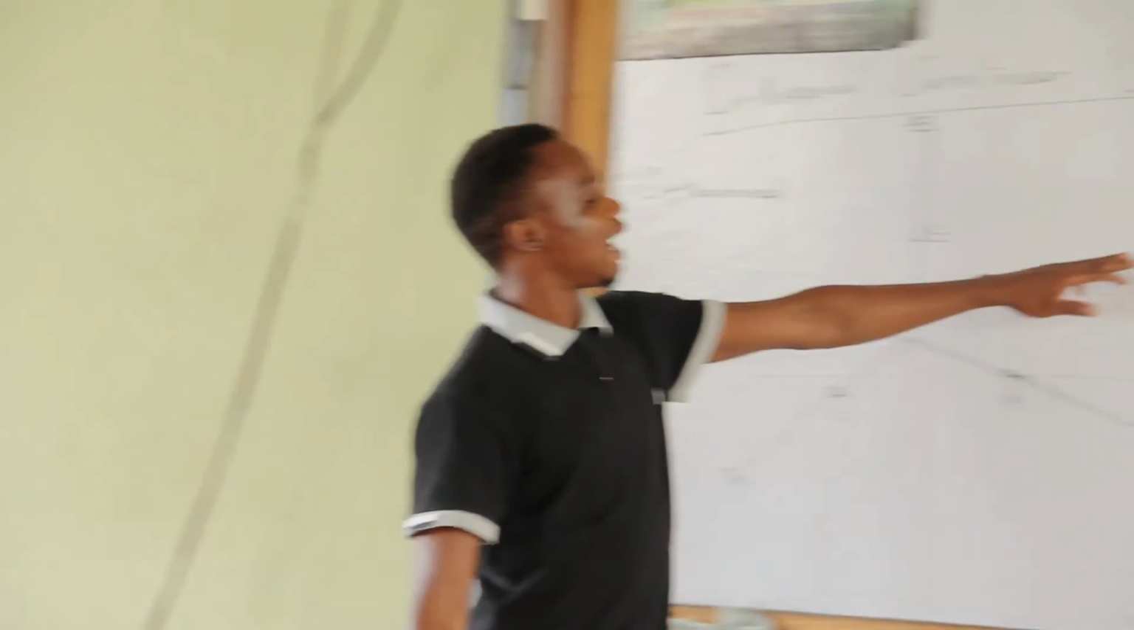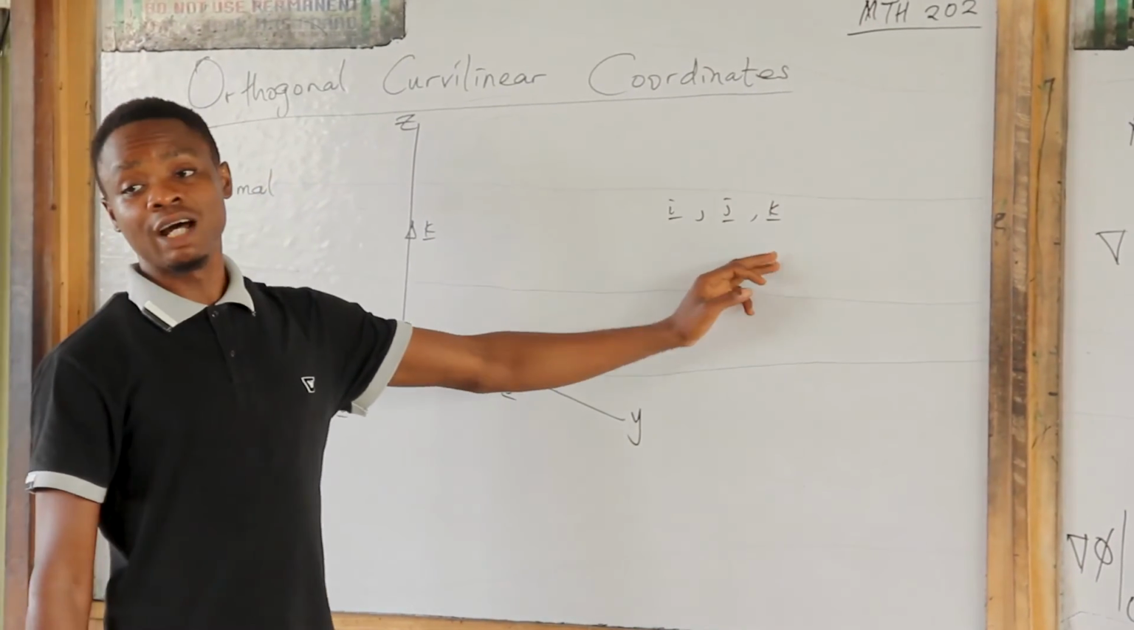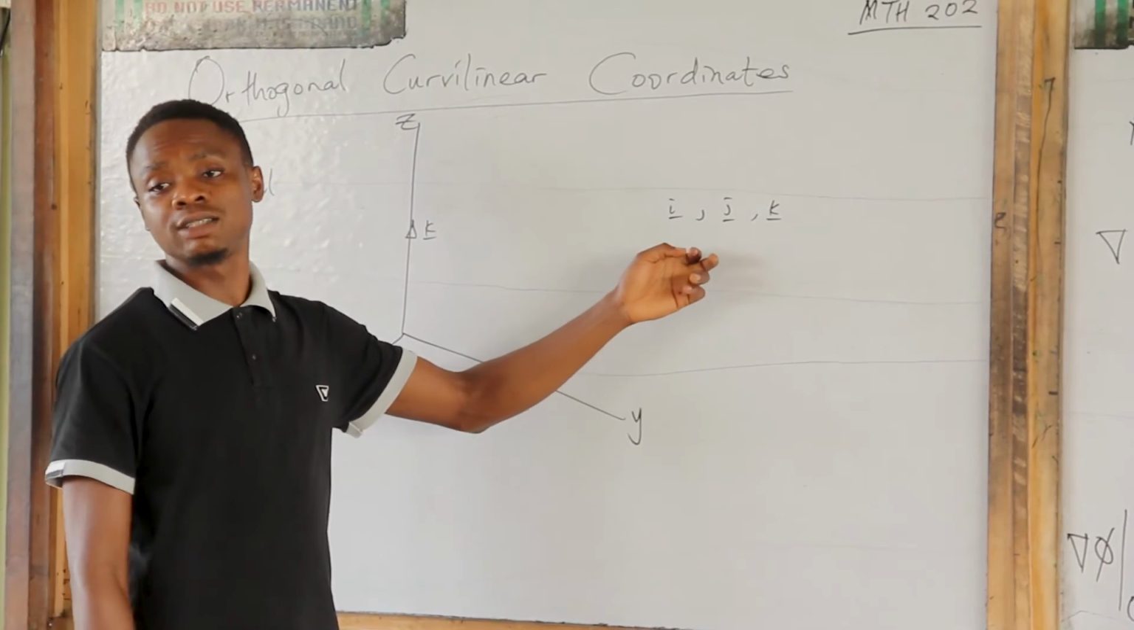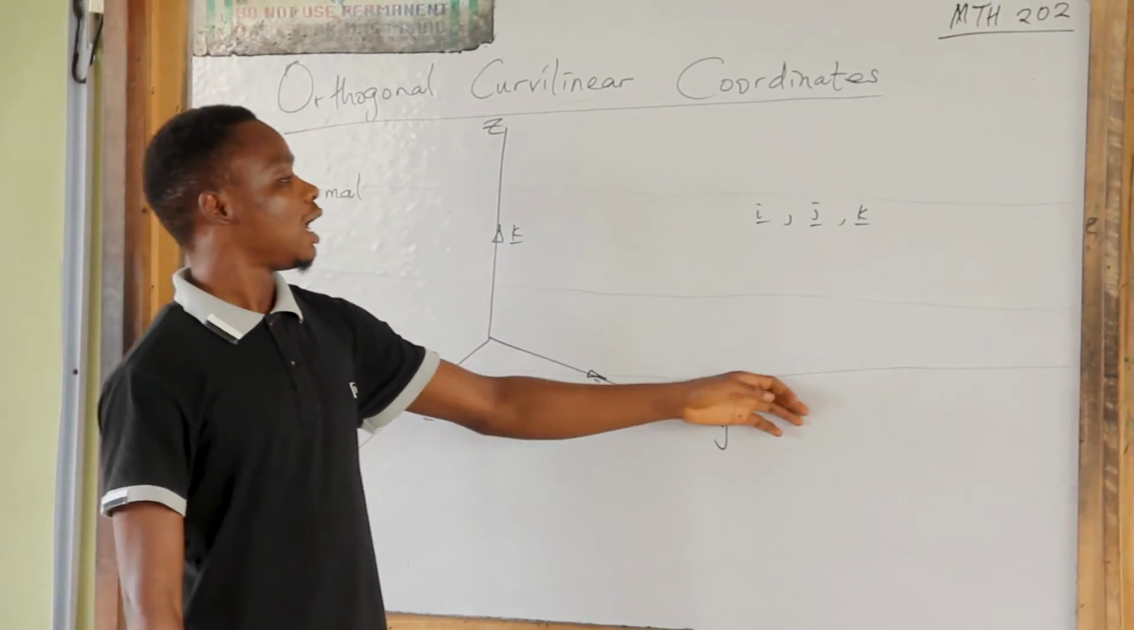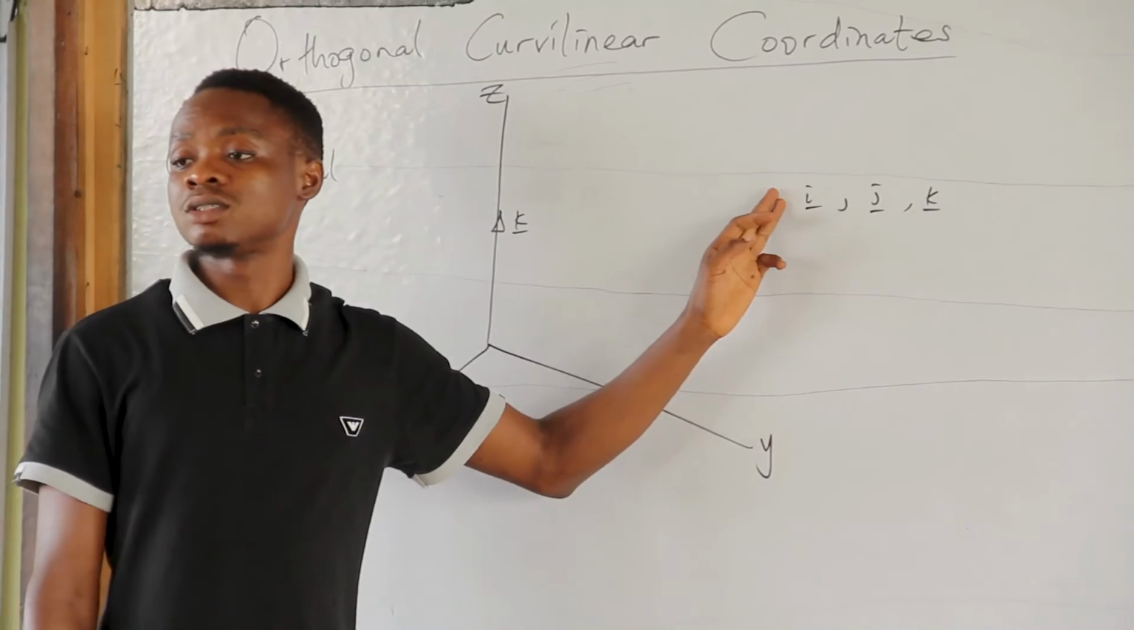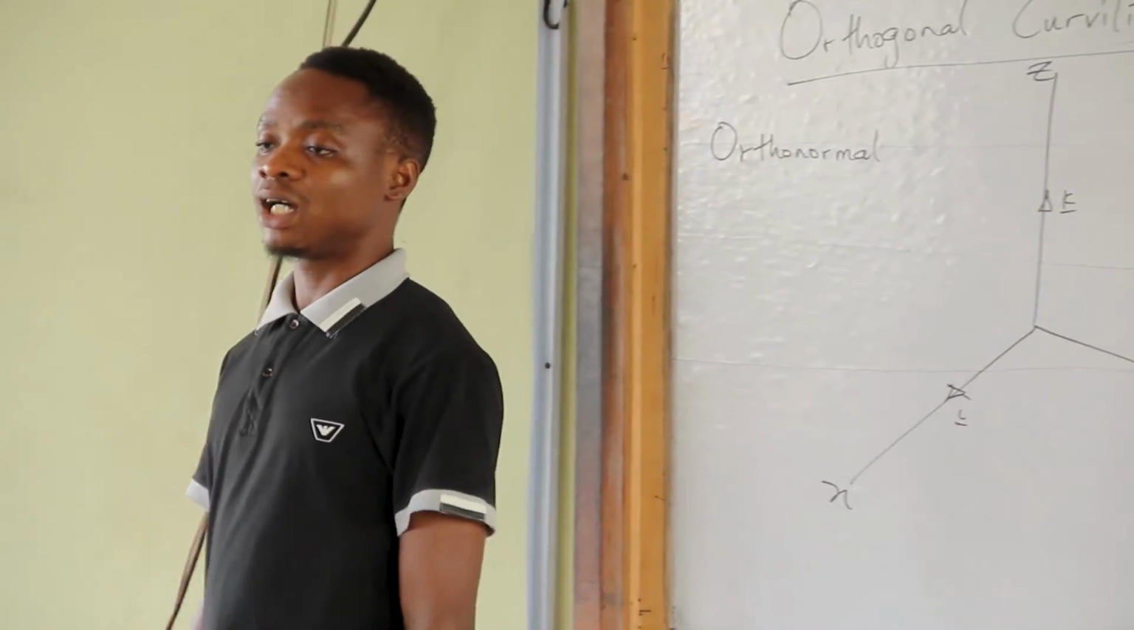If I pick i and j, they are perpendicular. j and k, they are perpendicular to each other. So I can describe this set as a set of mutually perpendicular vectors, that is, a set of orthogonal vectors. I can also say they are orthonormal vectors because they are also of unit magnitude. Is this making sense to you?